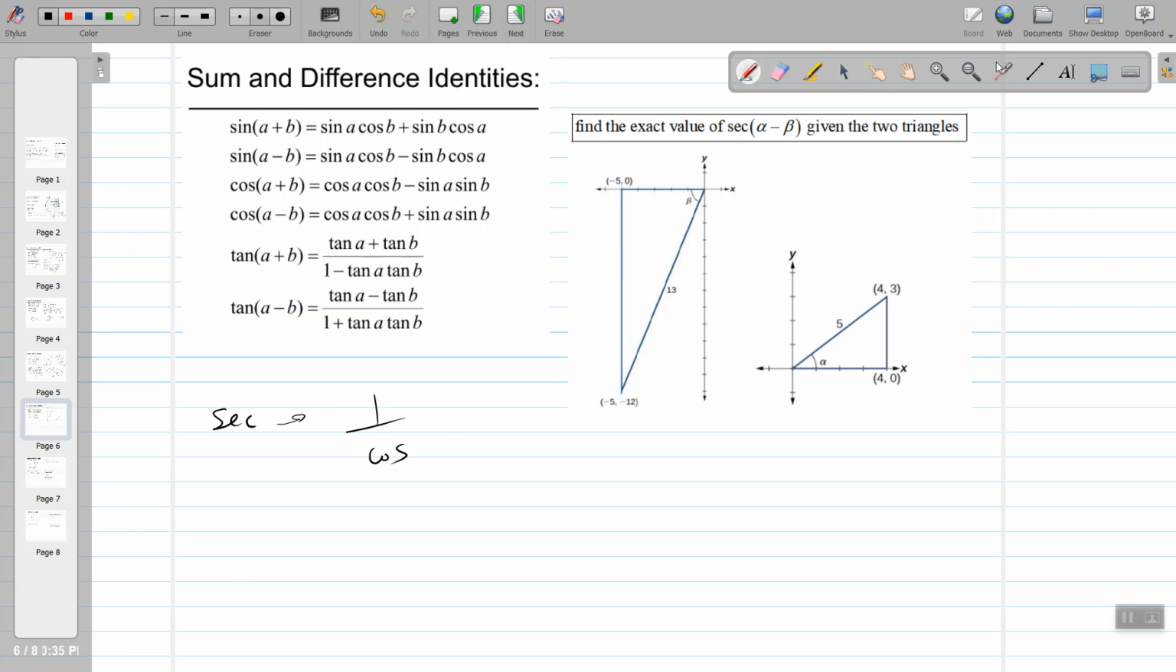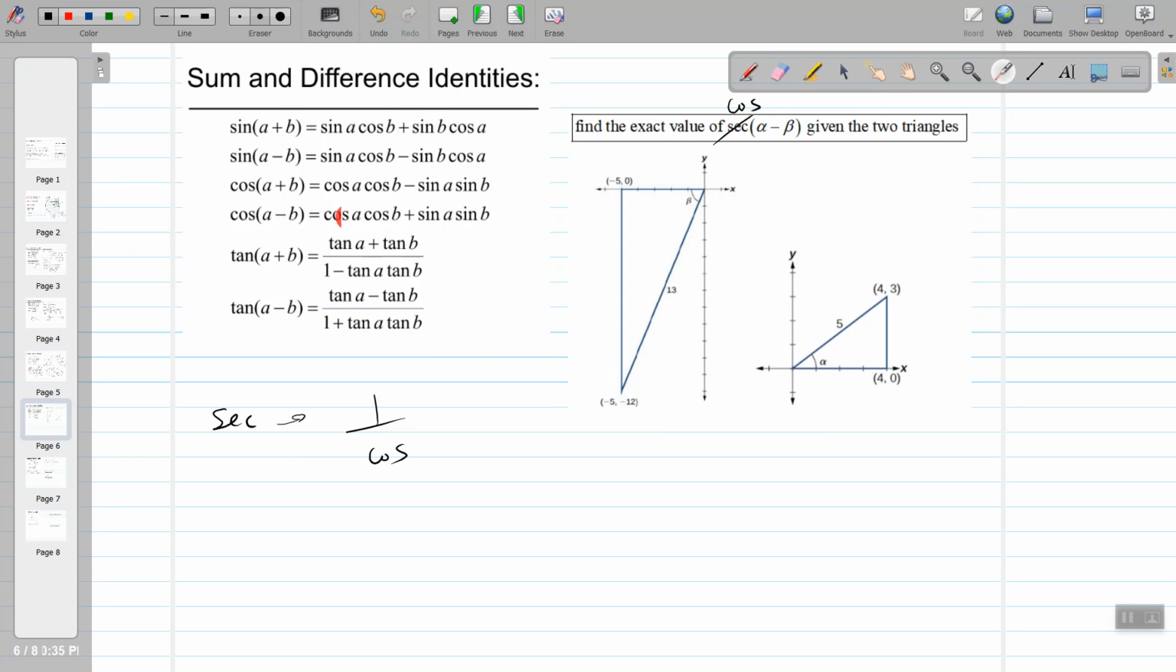So really, if you ever see any of the reciprocal functions on here, what they want you to do is figure out what the original one is, and then when you get your value, just flip it, and then that'll become your reciprocal one. Okay, so really for this one, we're looking at cosine. So do everything in terms of cosine, and then when you're done, flip the answer, and then it'll actually be the secant.